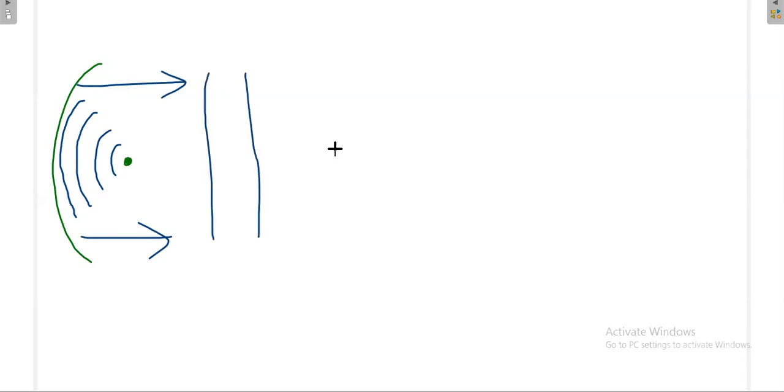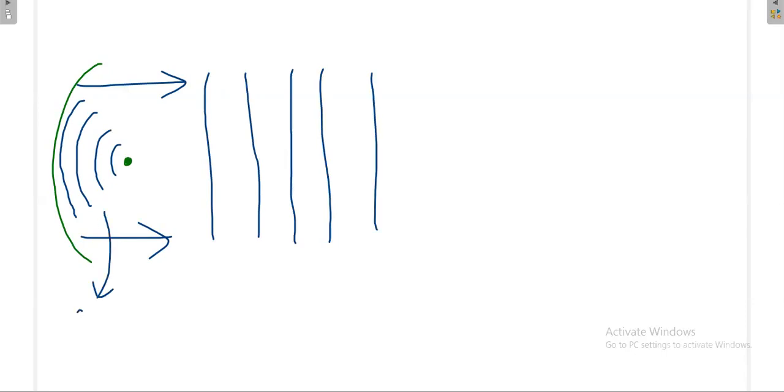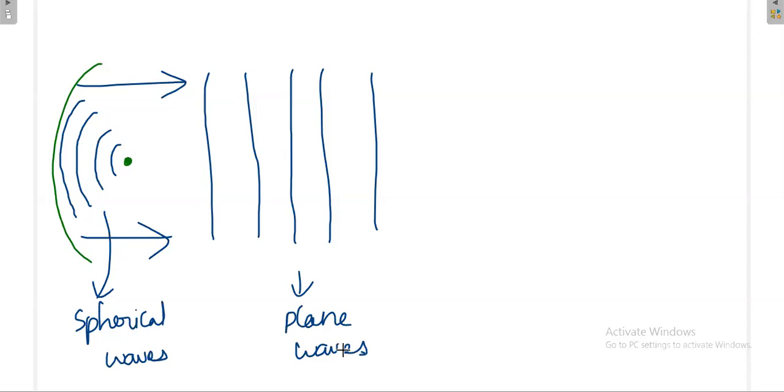Okay, your wave goes like this. So what is happening? This wave is called spherical waves. This wave is called plane waves. One day I will do the simulation of how the plane waves form. This is the example for plane waves. Okay, see, this is the example for plane waves. Okay, this is the example for spherical waves.